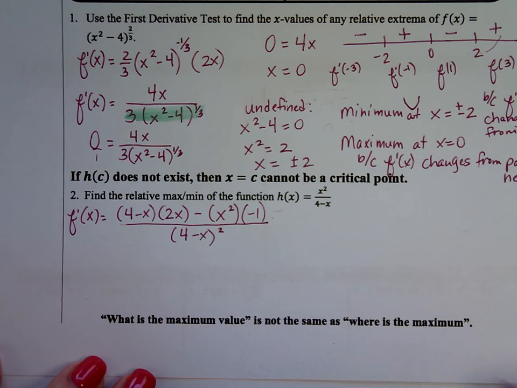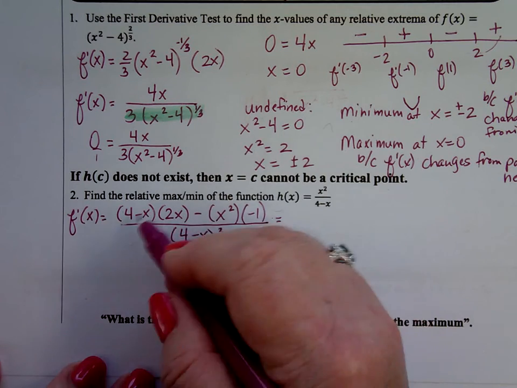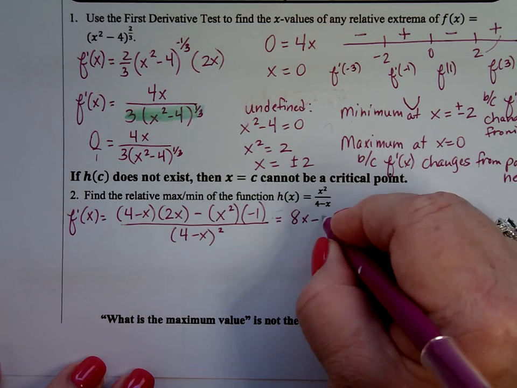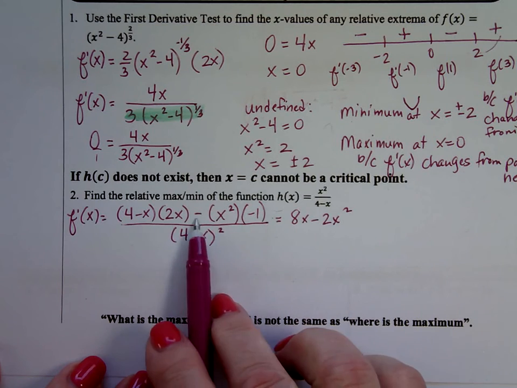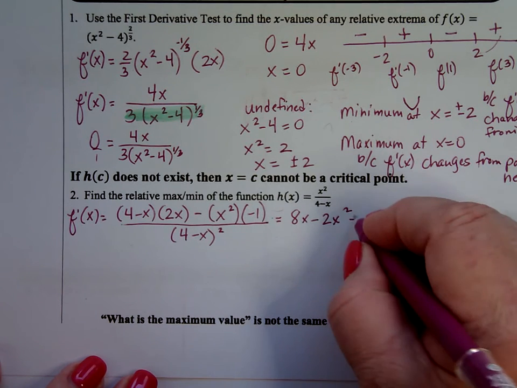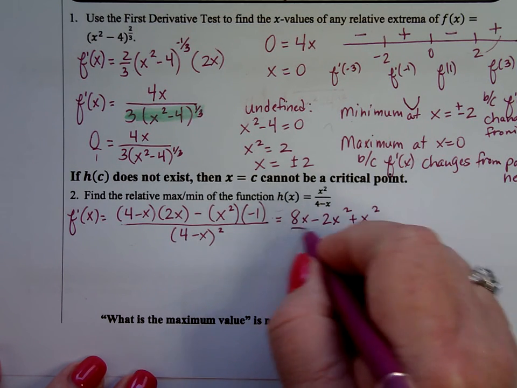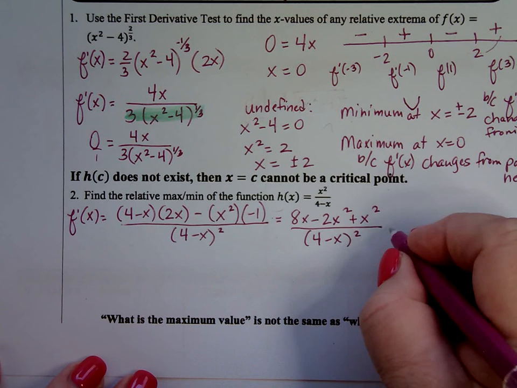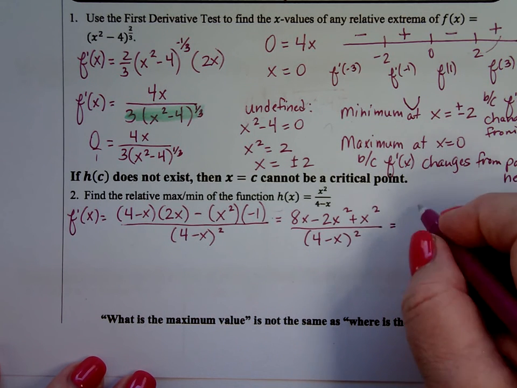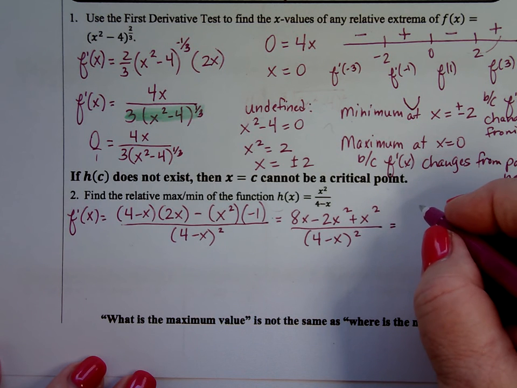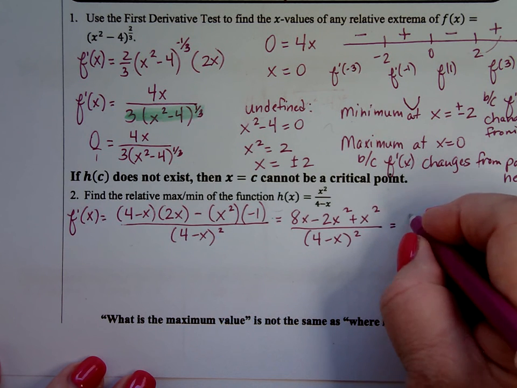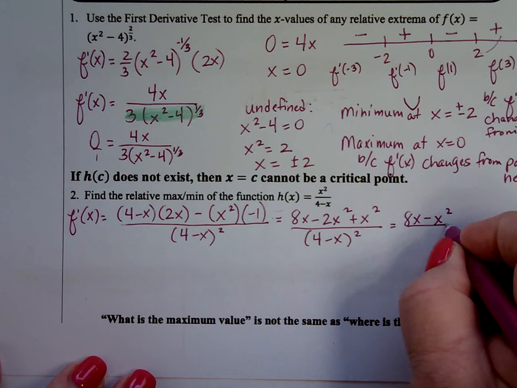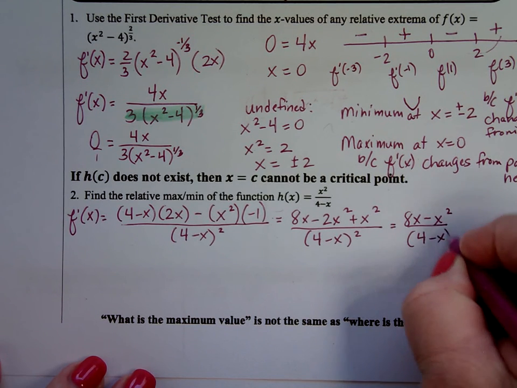All right, so let's simplify that a little bit. 2x times 4 is 8x. 2x times x is negative 2x squared. This guy's a plus x squared, negative, negative, all over 4 minus x, quantity squared. One more step. If I have 8x minus x squared, all over 4 minus x, quantity squared.